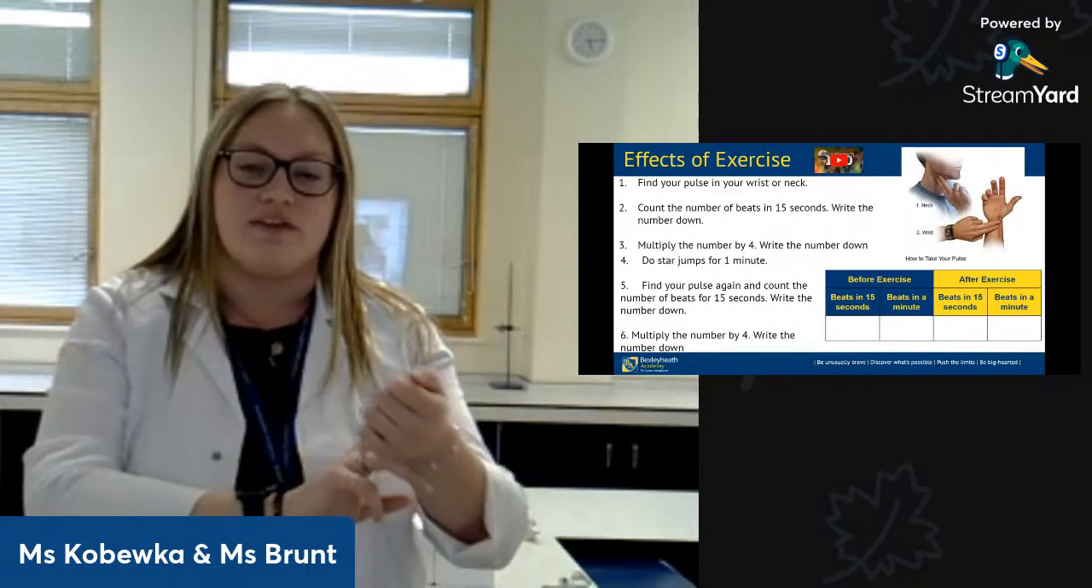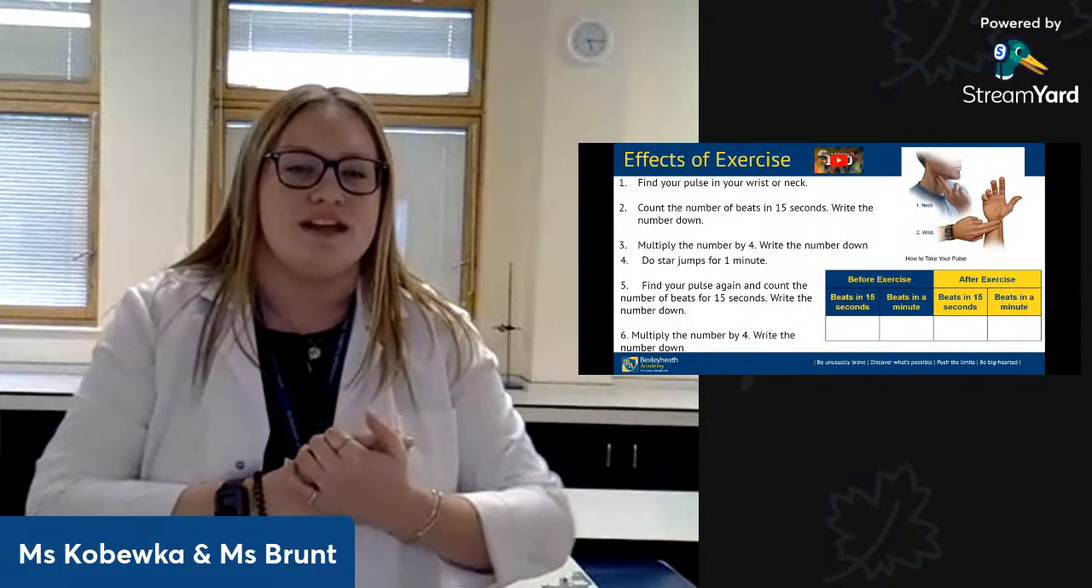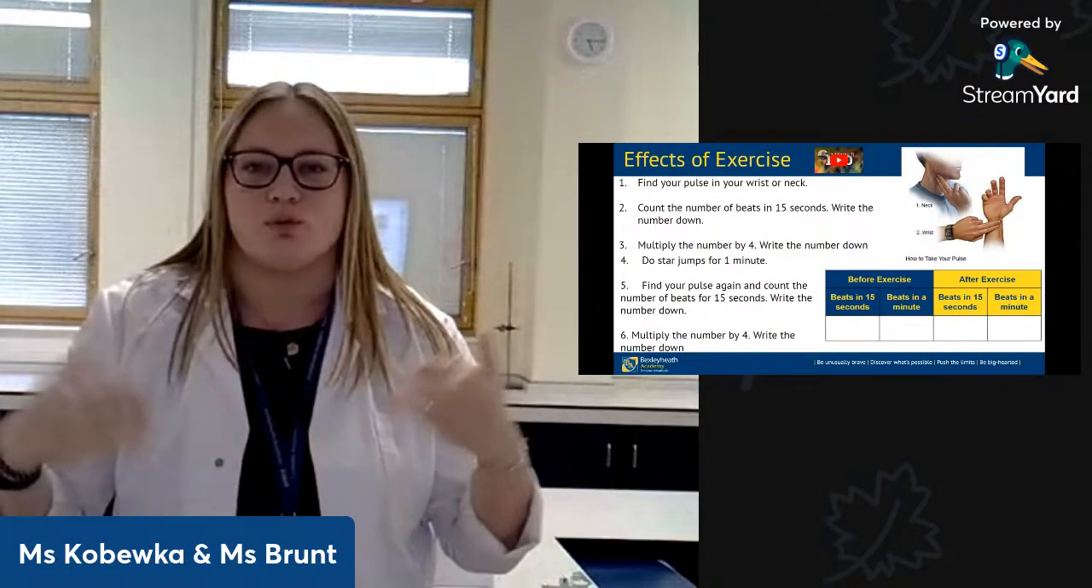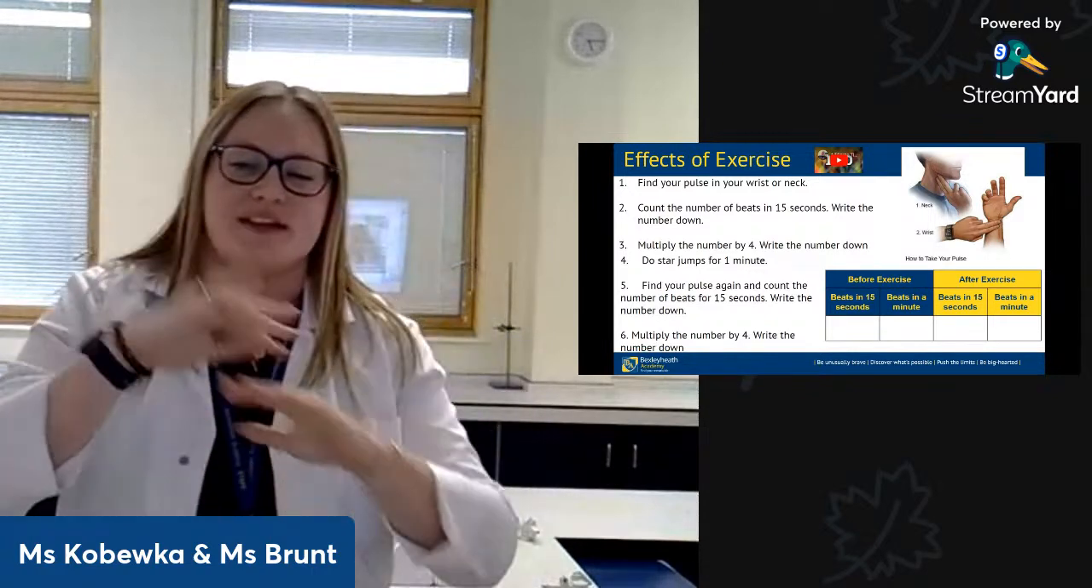So now that we have calculated our heart rate before exercise, we actually need to do a bit of exercise now. So for 1 minute, you need to do some sort of exercise. You can do jumping jacks, you can walk on the spot, run on the spot, anything you want to do. So for 1 minute, starting from now on our timer at the top of the screen, we're going to do 1 minute of exercise. Off you go.